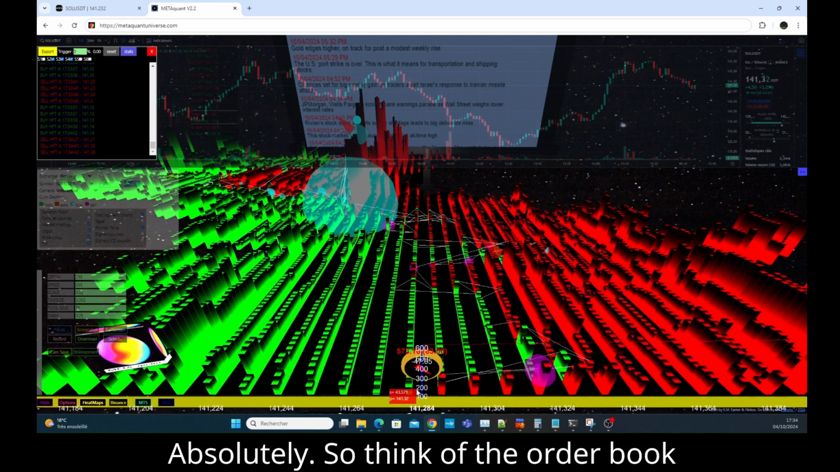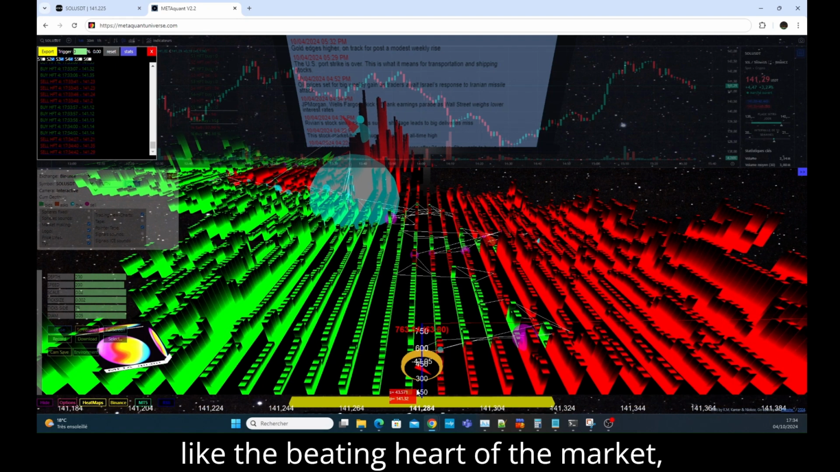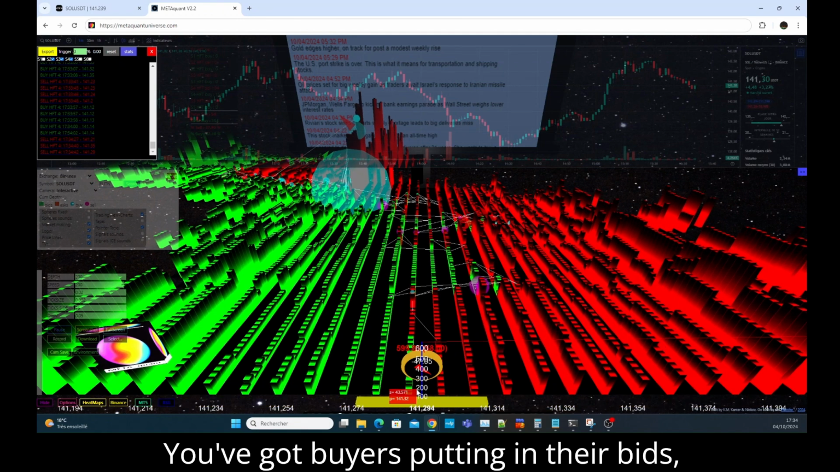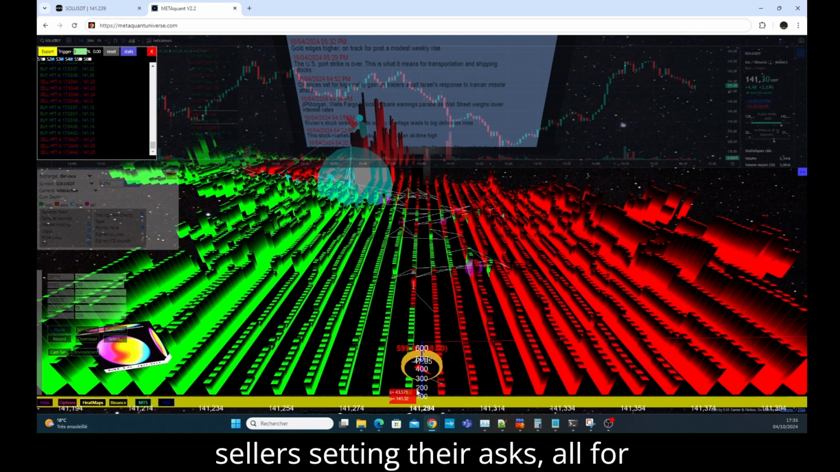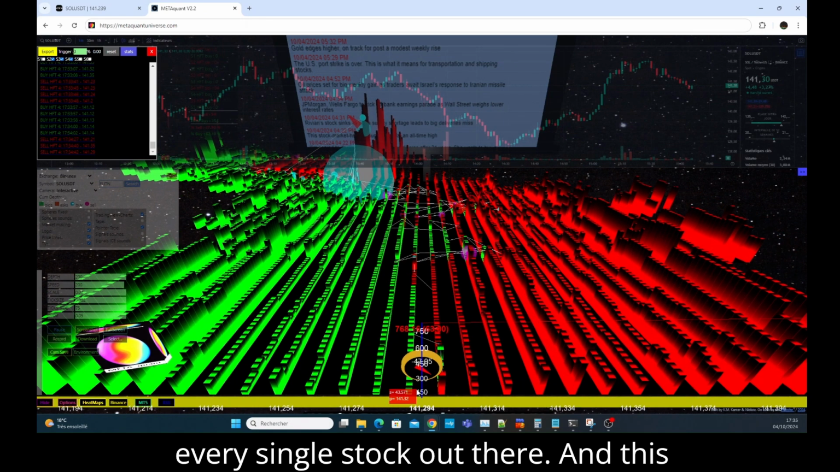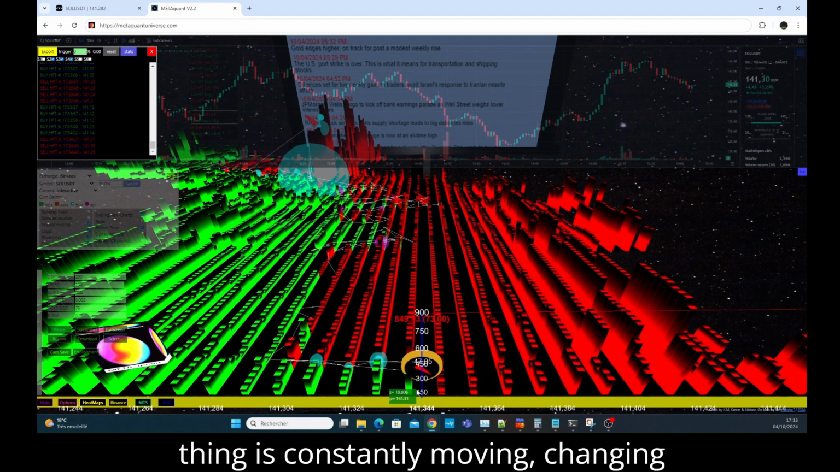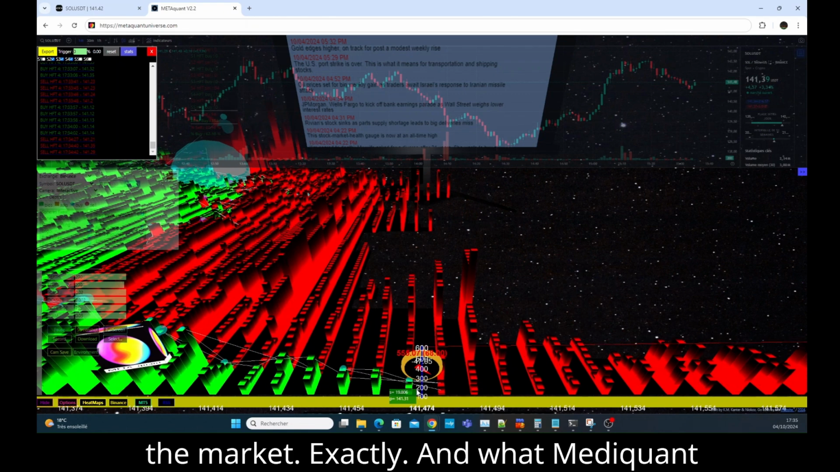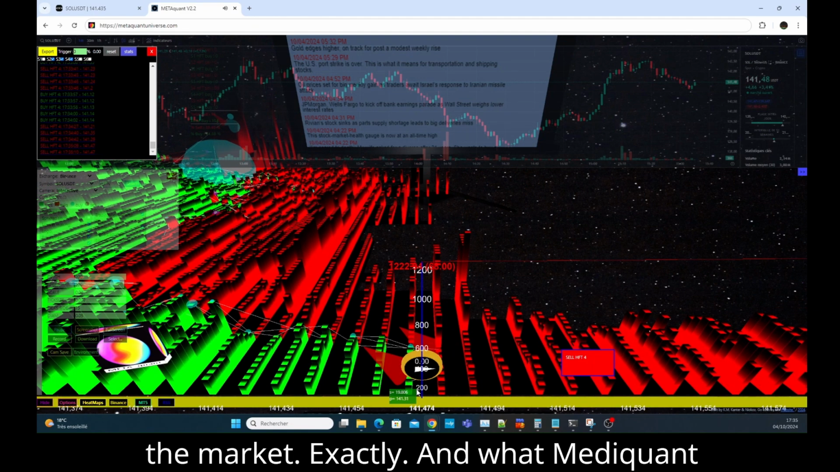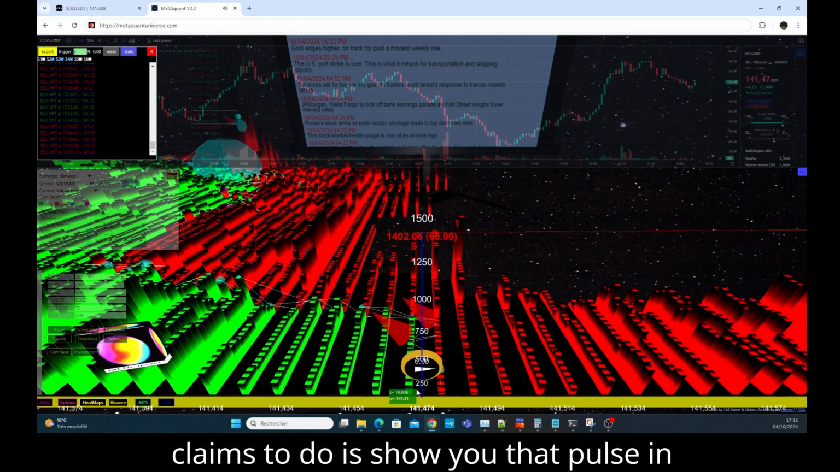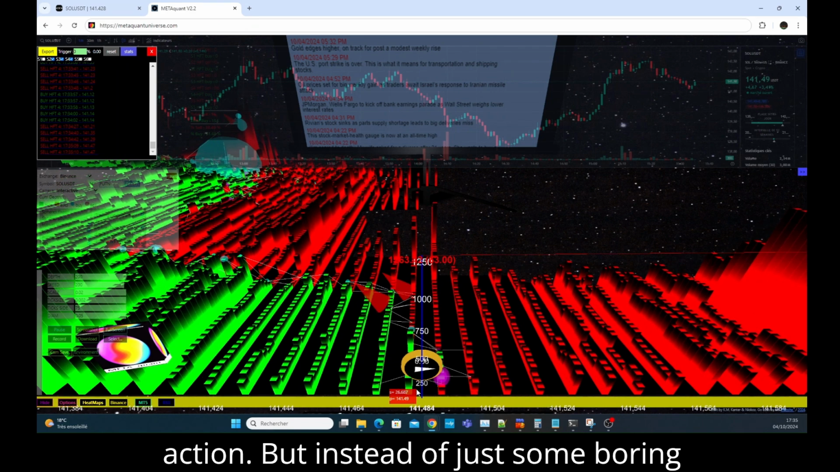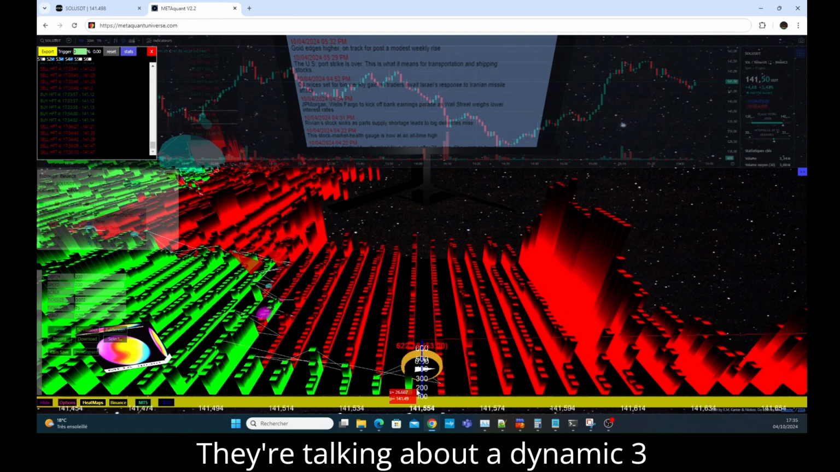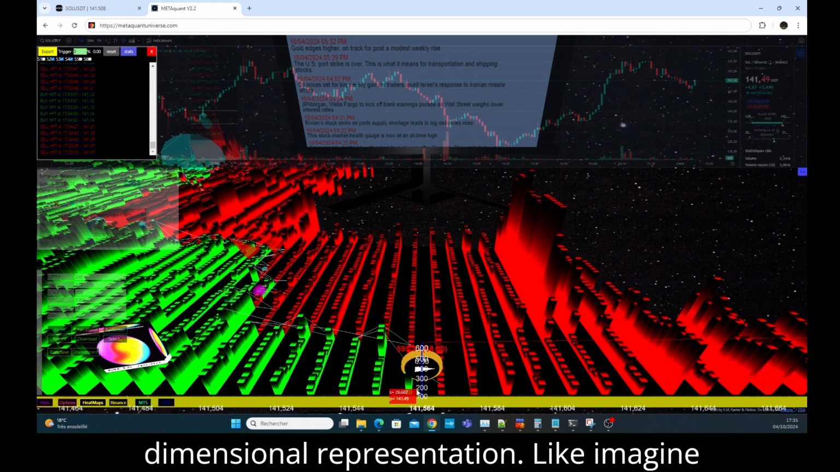Absolutely. So think of the order book like the beating heart of the market. It's where all the action happens. You've got buyers putting in their bids, sellers setting their asks, for every single stock out there. And it's constantly moving, changing every millisecond. It's like the pulse of the market. Exactly. And what Metaquant claims to do is show you that pulse in action, but instead of some boring old two-dimensional chart, which can be tough to decipher sometimes, they're talking about a dynamic three-dimensional representation.